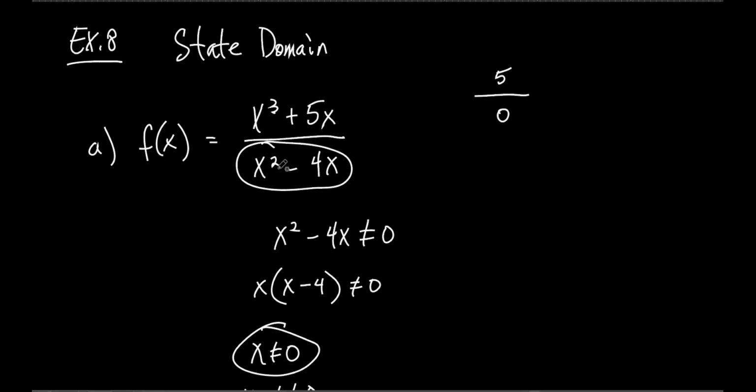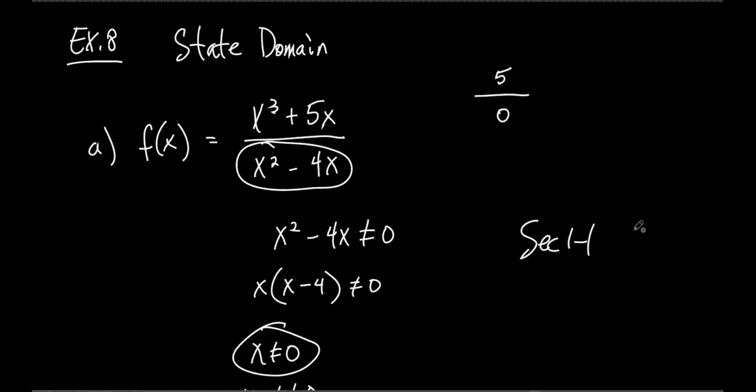Put a 4 in here. 4 squared is what? 16. Minus 4 times 4 is 16. 16 minus 16 is 0. So it can be all the real numbers. The domain is all the real numbers except for what? 0 and 4.